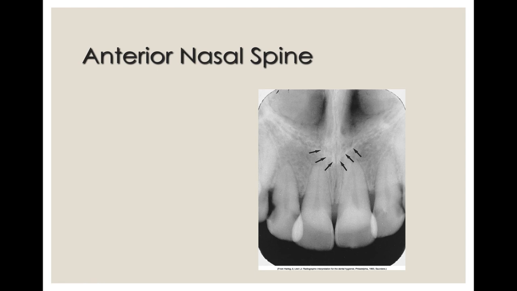Next, we have the anterior nasal spine. The anterior nasal spine is a sharp projection of the maxilla located at the anterior and inferior portion of the nasal cavity. So we're looking right here. It's a V-shaped radiopacity located at the intersection of the floor of the nasal cavity and the nasal septum.